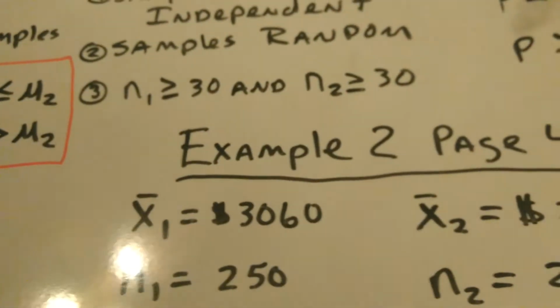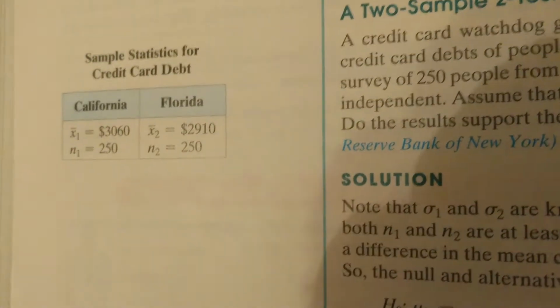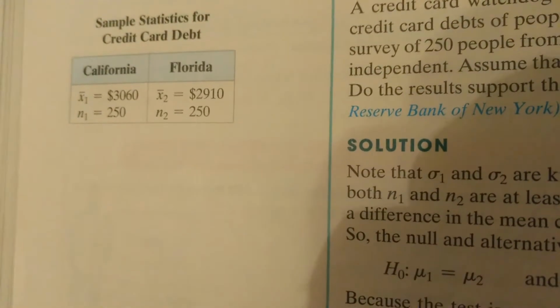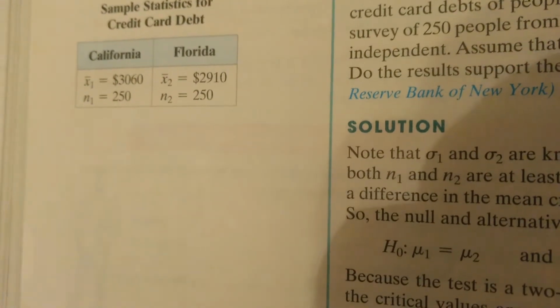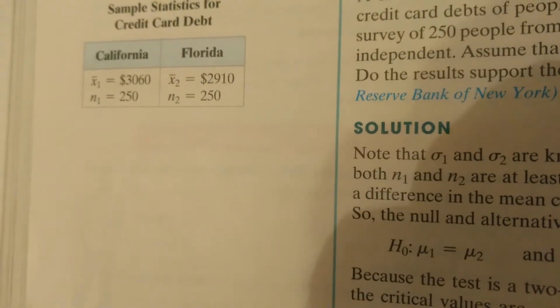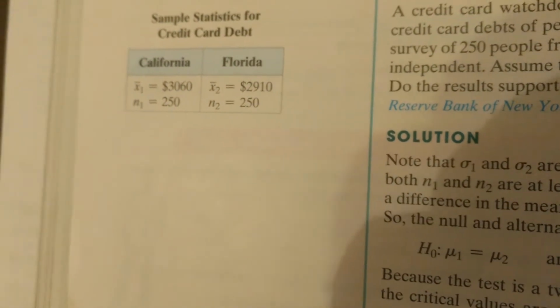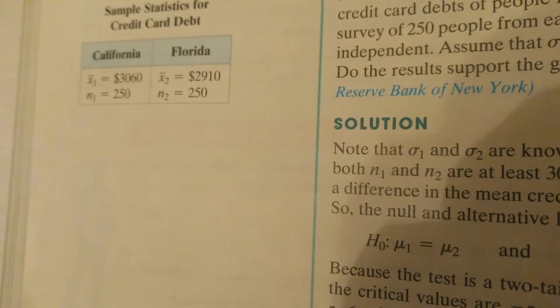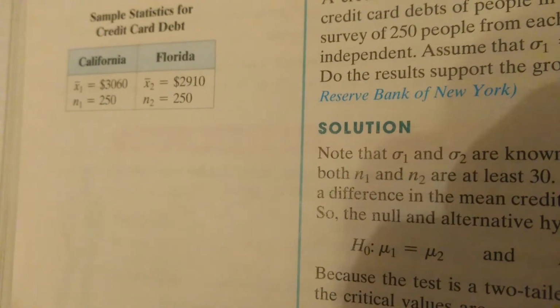Okay, the example we're going to do is Example 2 on page 422. First of all, we have a little table of sample statistics for credit card debt. Notice in California, the x-bar, the sample mean, is 3,060. Sample size is 250. Notice the subscript 1 for the first sample mean and first sample size. In Florida, the mean average dollar amount is $2,910, and the sample size is 250.